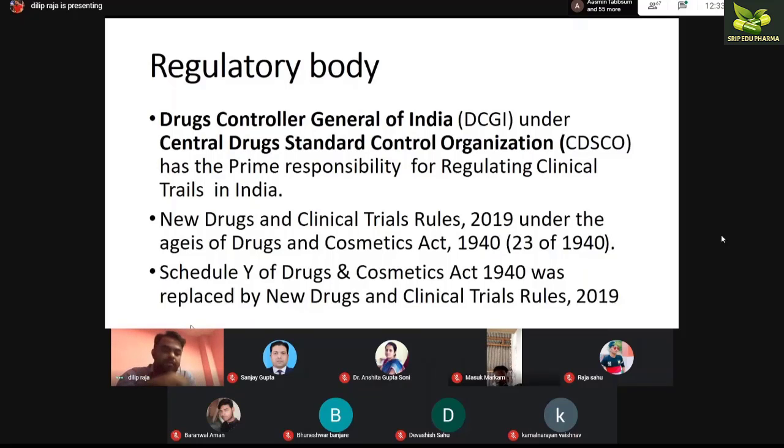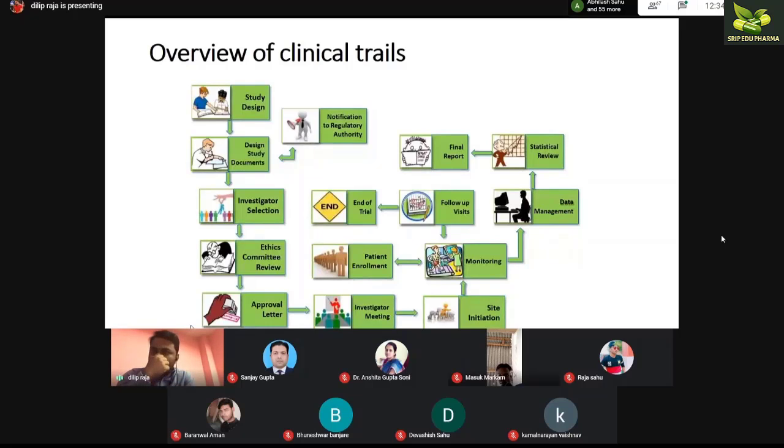So this is all about the regulatory body. Now, the overall view of the clinical trials. Earlier we discussed the stakeholders of the clinical trials, the sponsors, the principal investigators, and all. All those stakeholders I'm going to explain in this particular slide.